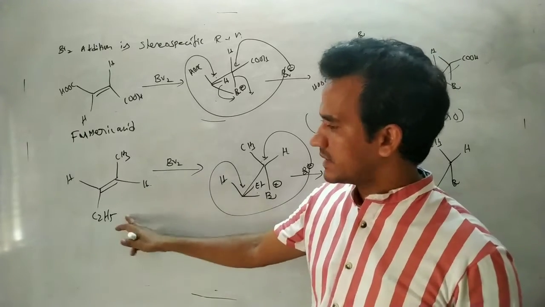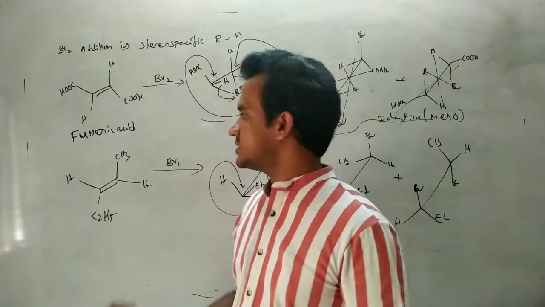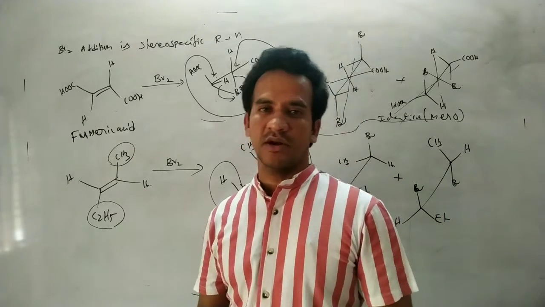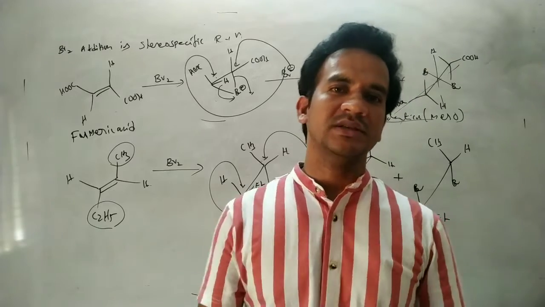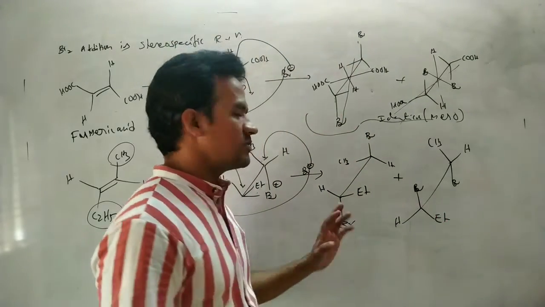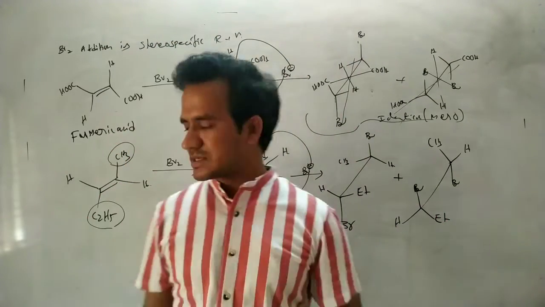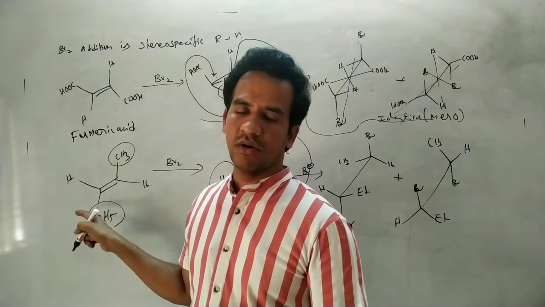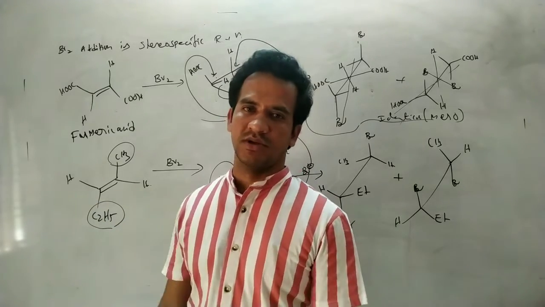But for this alkene, meso compounds are not possible because one group is a methyl and the other is an ethyl. Symmetry is not possible. That's why in this case also we will get the racemic mixture. So the trans alkene of this compound gives a racemic mixture, and the cis alkene of this compound also gives a racemic mixture.